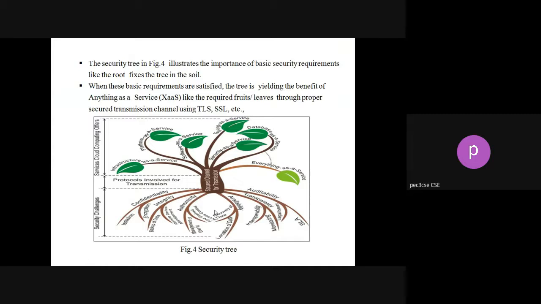Only when these are properly addressed, then using the protocols available, which form the trunk of the tree, the secured channel for transmission, can the tree yield anything as a service properly. Just as in a general tree, when the root is fine and the trunk transmits properly, it yields fruits and leaves. Same way here, everything as a service can be yielded with the proper transmission channel and the basic security requirements, like the root fixing the tree in the soil.